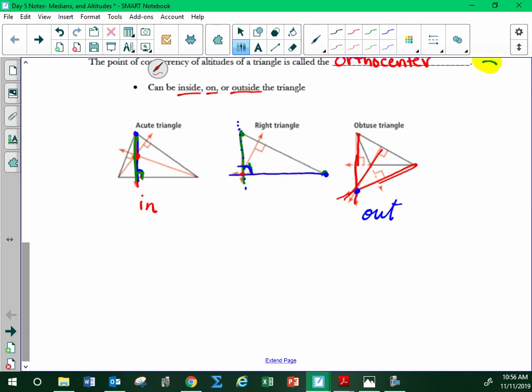That always ends up being right here on that corner where the right angle is. So it is always on our right triangle, and it's always going to be right there where the right angle is. This is nice for when we do coordinate geometry. We've got a super short shortcut. Okay, questions about our orthocenter? No. So it's time to do some coordinate geometry with this. Oh boy.